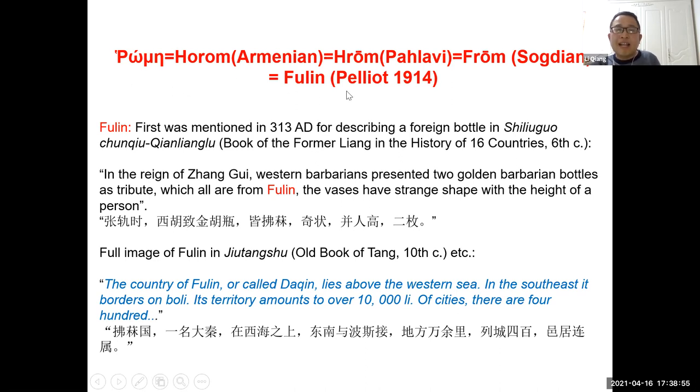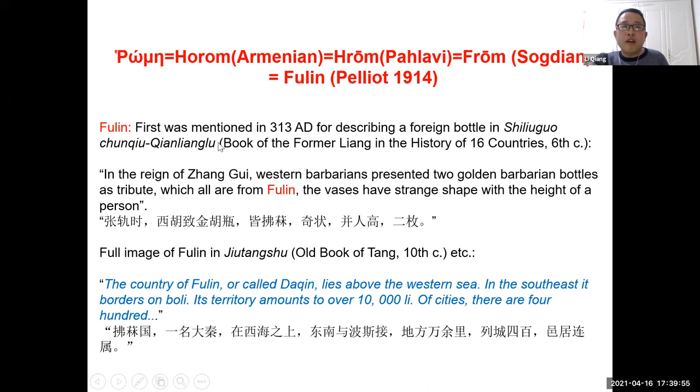So we can see this is the classic identification by Pelliot, the late 19th and early 20th century famous French scholar. He believed that this word should be from Horomi, and to Armenian from Horom, and to Pahlavi from Hrom, and to Sogdian from Hrom. And then in China, it became Fulin. So this is the identification for the word. So it came from Romi. And then if you read the Chinese official history which recorded the state of Fulin, you will see that the location should be the eastern region of the empire, and in the 7th century, later on, it should be the Byzantine Empire. That's the theory, it was believed to be the Byzantine Empire.